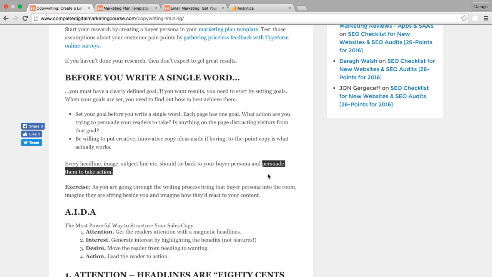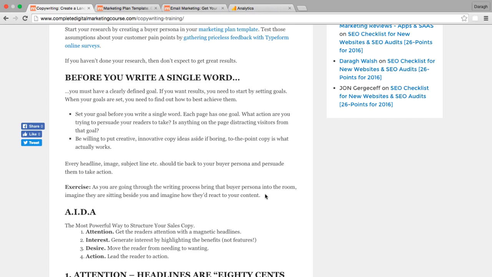And one key exercise that I've personally found helpful, and that I think you should use as well, is as you are going through the writing process, bring that buyer persona into the room. Imagine they're sitting there beside you, looking over your shoulder at their computer, and imagine how they'd react to your content. Would they jump out of their seat if they saw your headline? Would they be interested to learn more? Or would they not be? It's just a simple exercise.